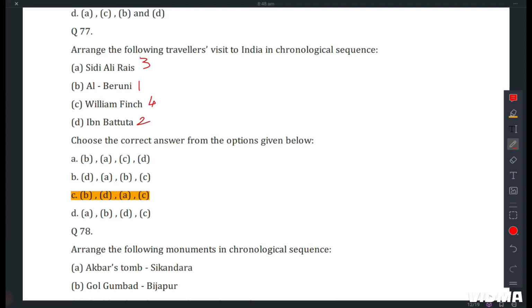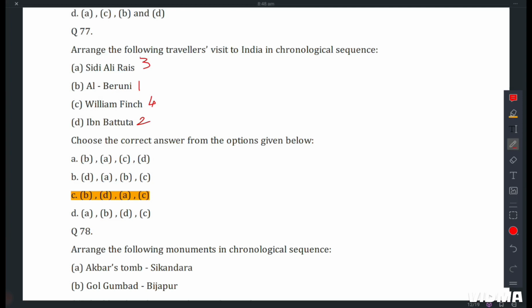Sayyid Ali Reis, 15th century, Ottoman admiral and navigator, who came to India in 16th century, and he has written the book Miratul Memalik, the mirror of countries, in which he describes the life of Mughal court in the mid 16th century. William Finch, 1608, he came to Surat, and with Sir William Hawkins, he was the representative of East India Company. Okay, he came to India during the reign of Jahangir.